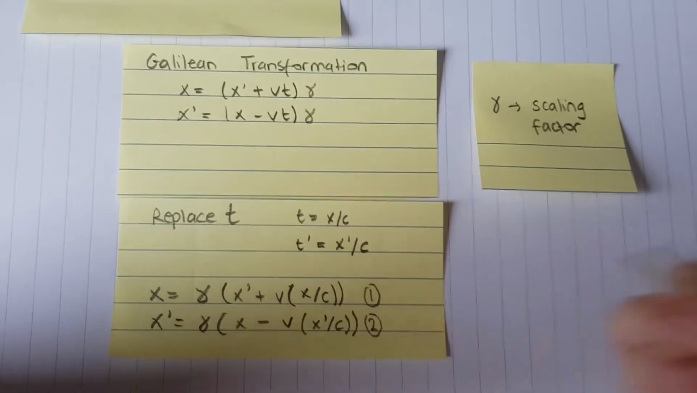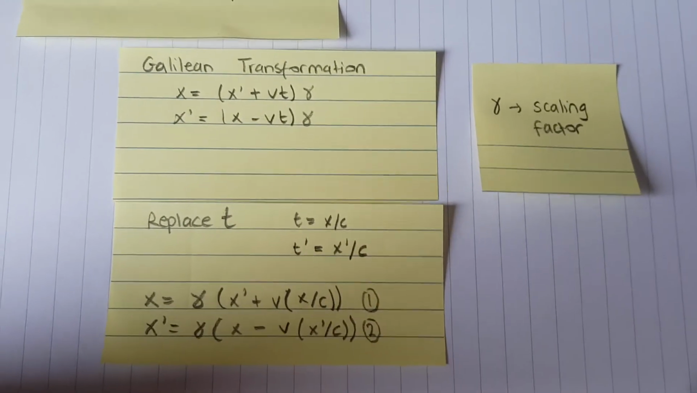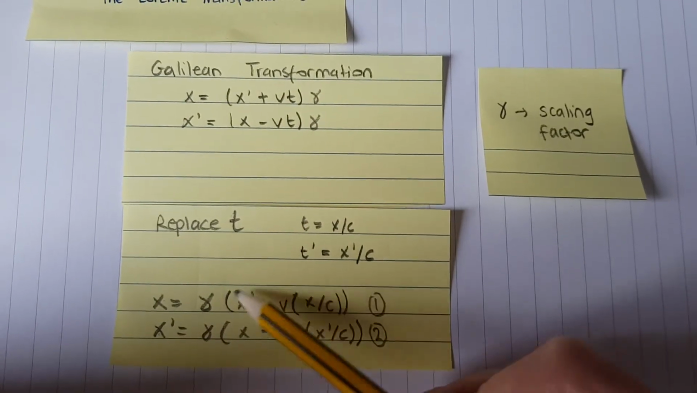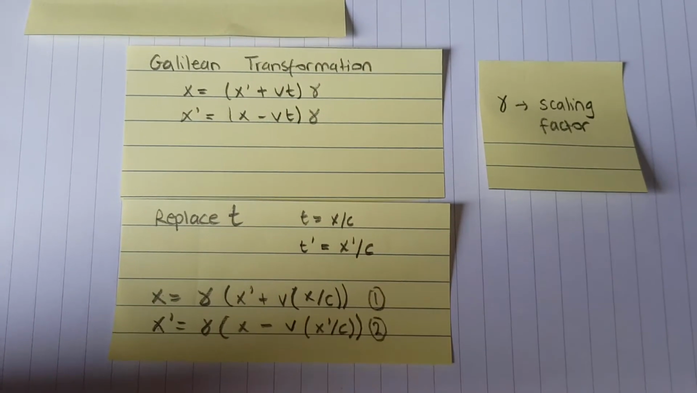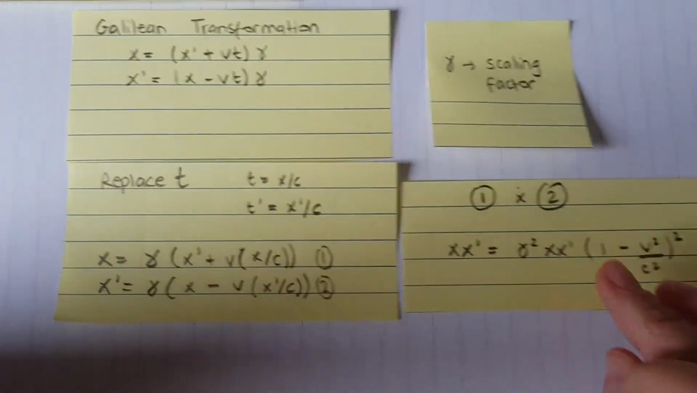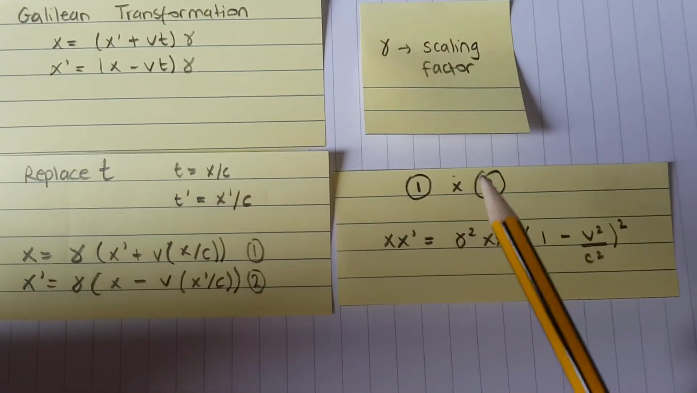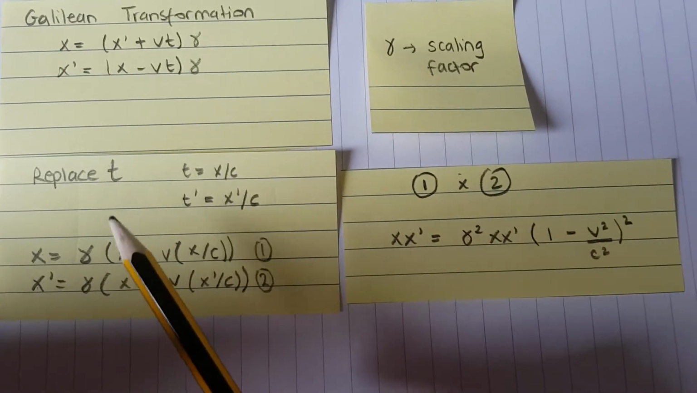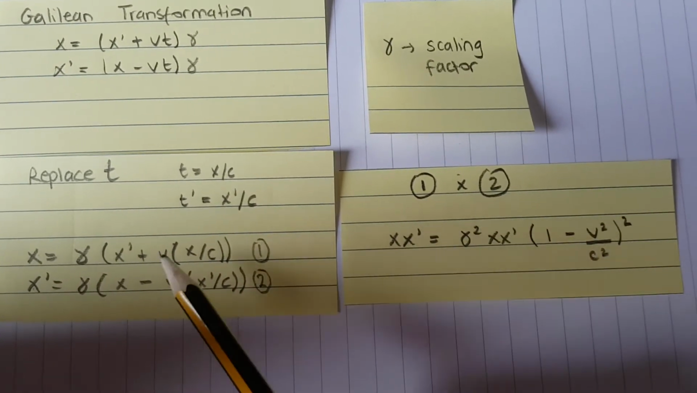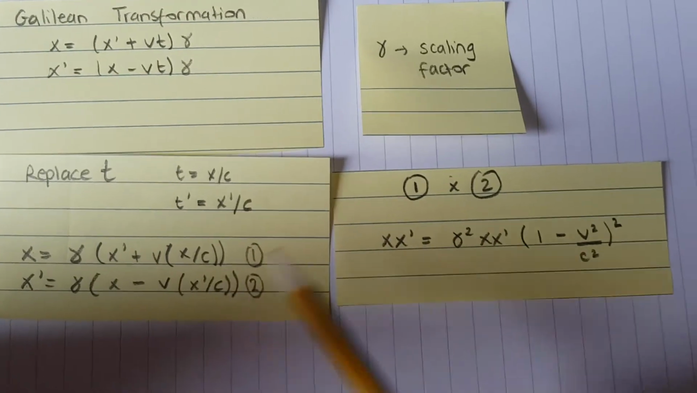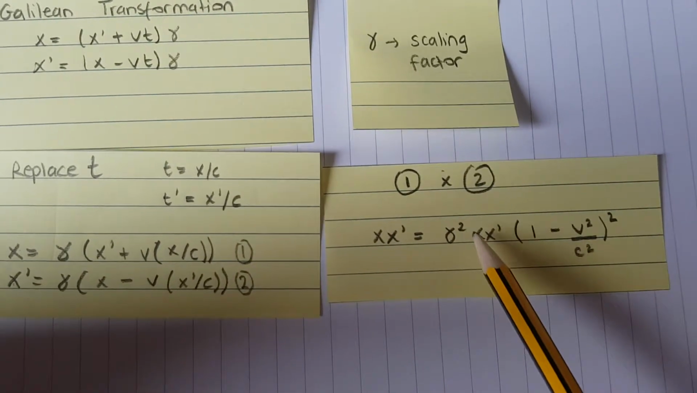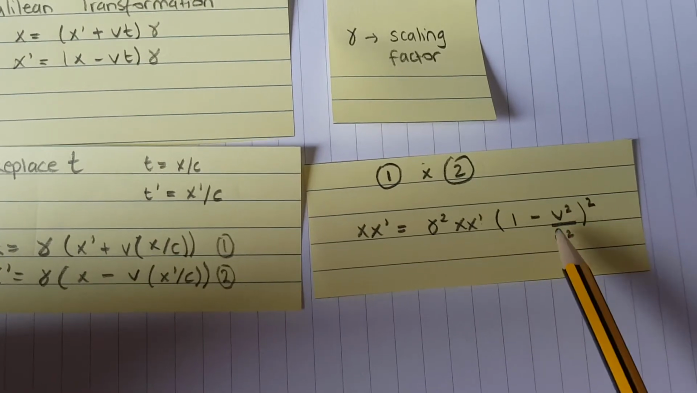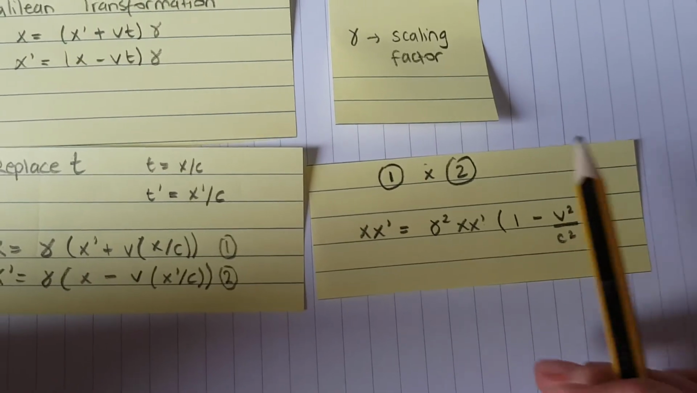The only thing you need to do next is multiply those two equations together. So this times this, and this bit times this bit, and you get a new equation when you multiply them together. So this times this gives you x times x prime. Gamma times gamma gives you gamma squared. Then when you multiply these two together, you can take these out, they become a common factor, x prime, and it goes into 1 minus v squared over c squared, all squared.